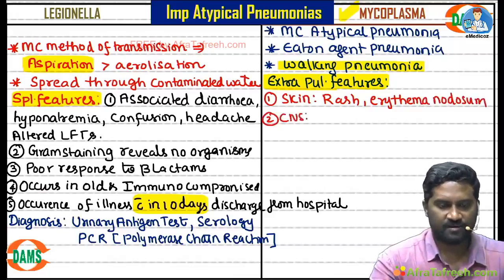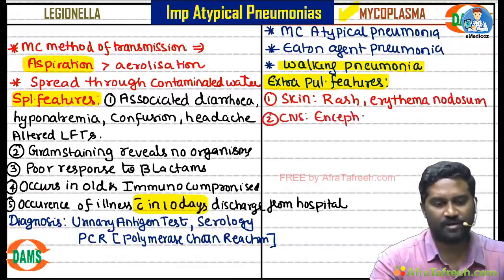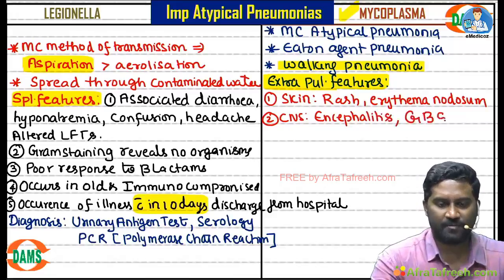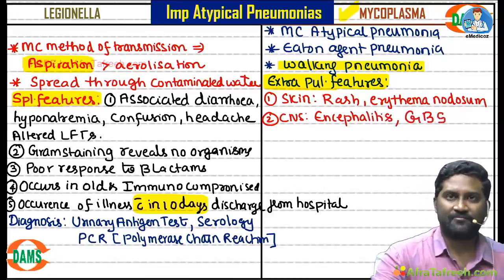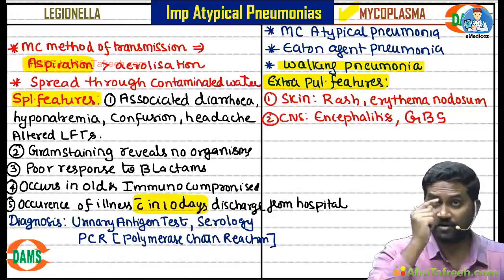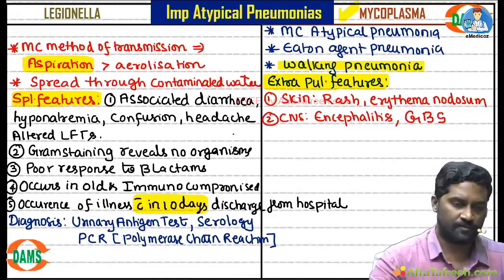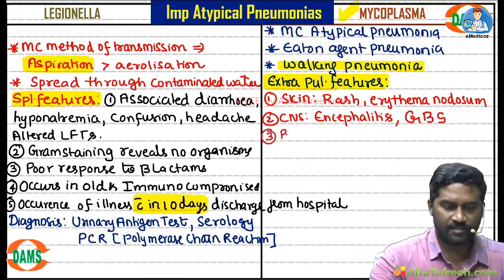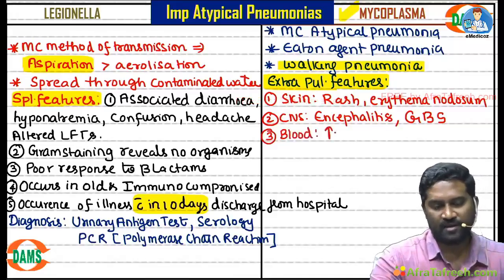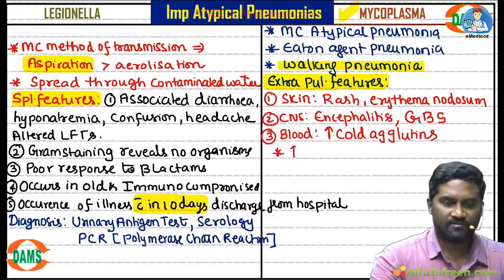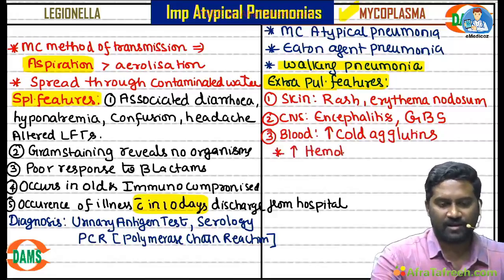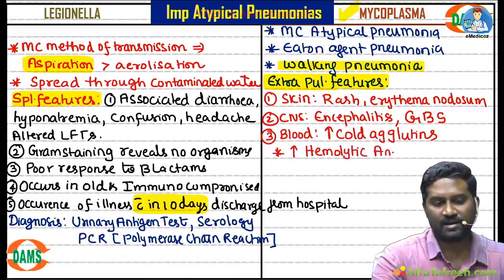Within the CNS, as a part of systemic involvement, there can be encephalitis. And patients who recovered from mycoplasma can later on develop Guillain-Barré syndrome. Then within the blood, one can notice increased cold agglutinins. And patients with mycoplasma pneumonia have a tendency to develop hemolytic anemia.